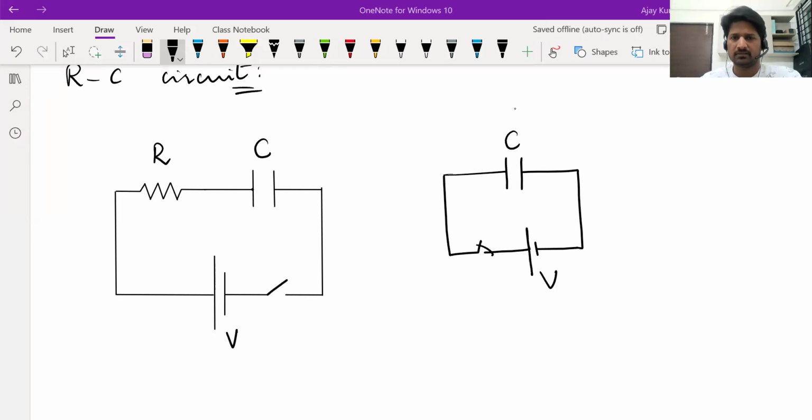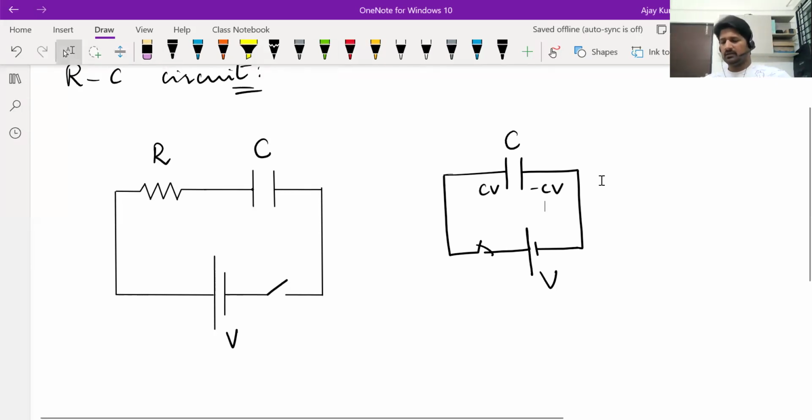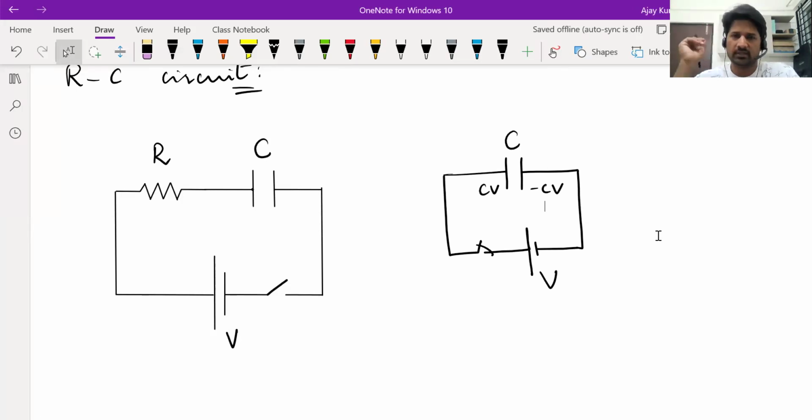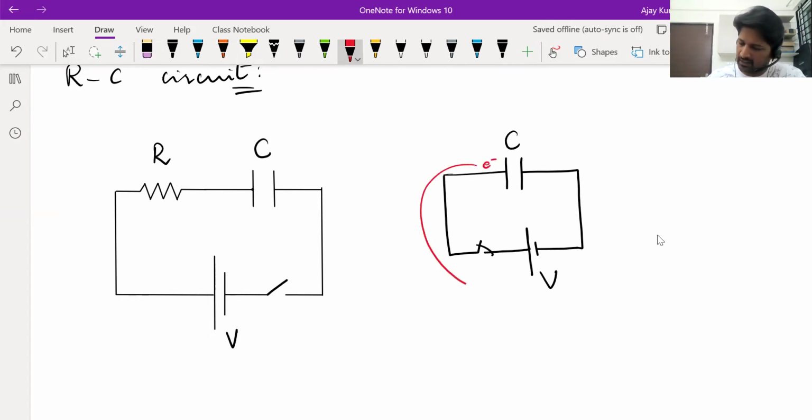Q equal to CV. So you'll see CV on this side minus CV on this side. Fine. So the battery does this job of pulling electrons from one plate and depositing them on the other. But see, initially when the capacitor is uncharged, it's very easy to take an electron from this side and deposit it on the other side because there's no potential difference developed yet. So the first electron can easily be transferred.